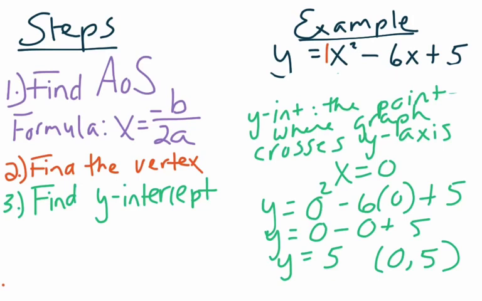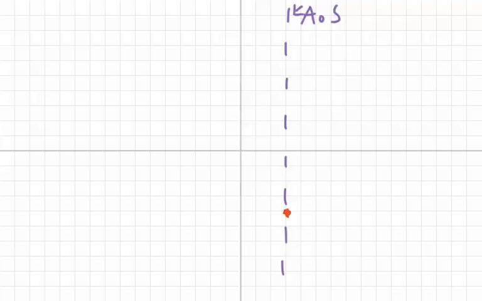I'll pause for a second because I just wrote a whole lot on the screen very fast there. We have x is 0, so the y-intercept is 0, 5. So over here, I'm going to go up 5. 1, 2, 3, 4, 5. And put my y-intercept there.